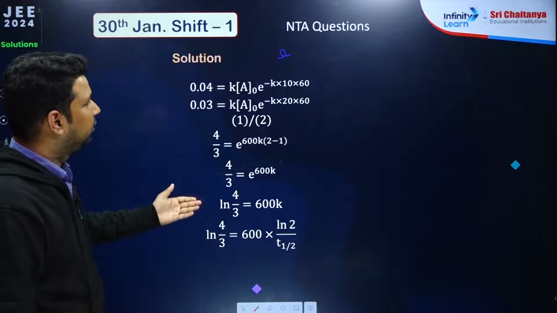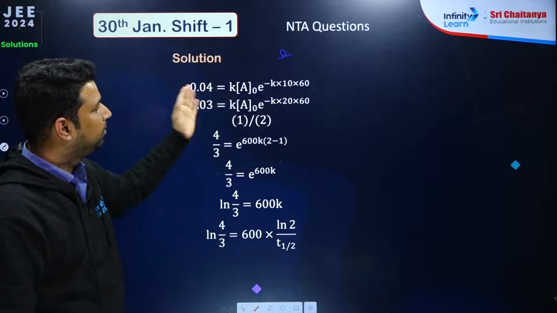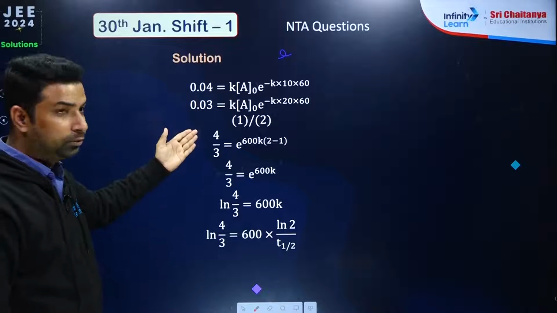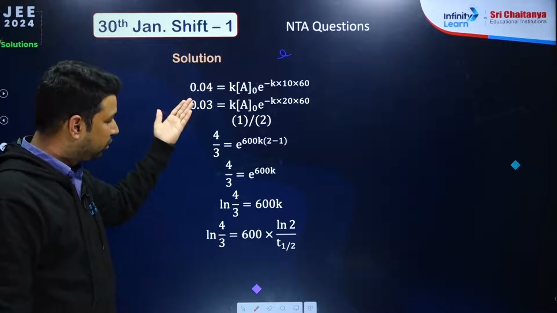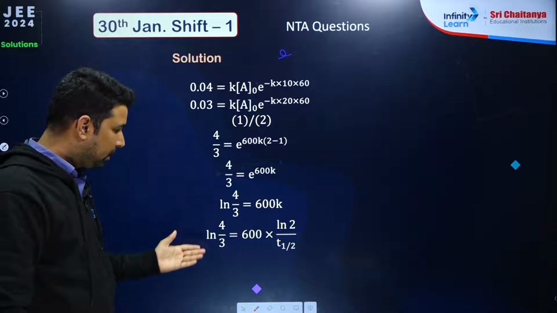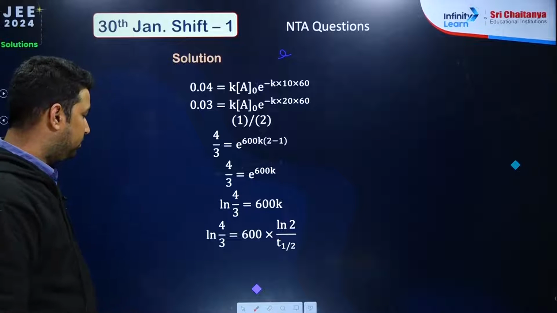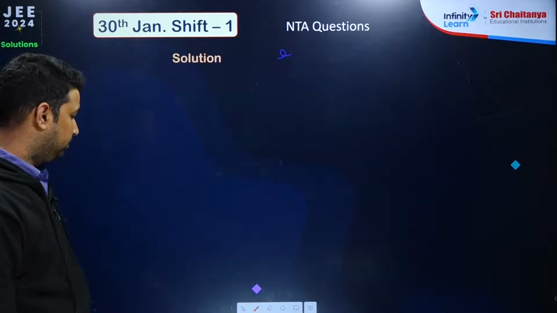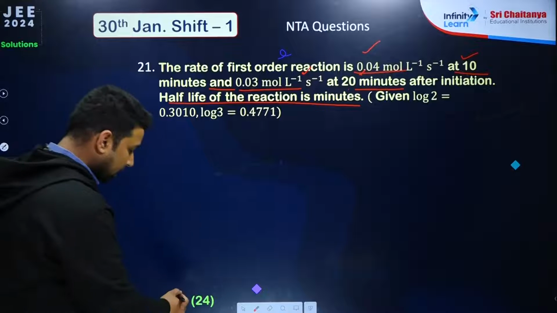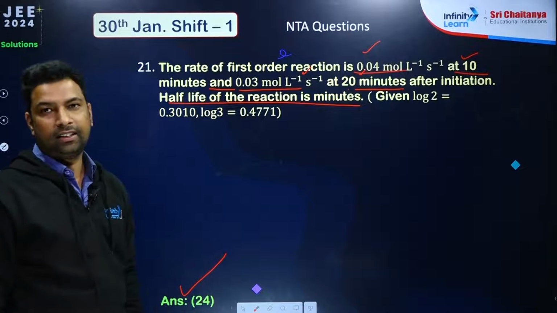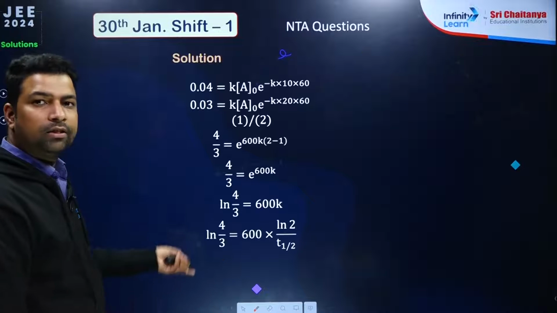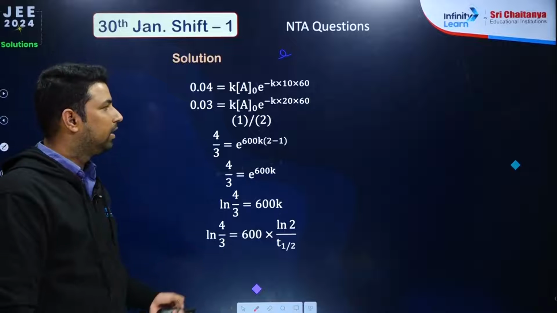We have to use this concept. With the help of this concept, rate equals K times concentration. This is the rate law expression. We are considering it as a first order reaction. We are using the concept and we will get the answer. If you solve this question, you will get 24 as the right answer.